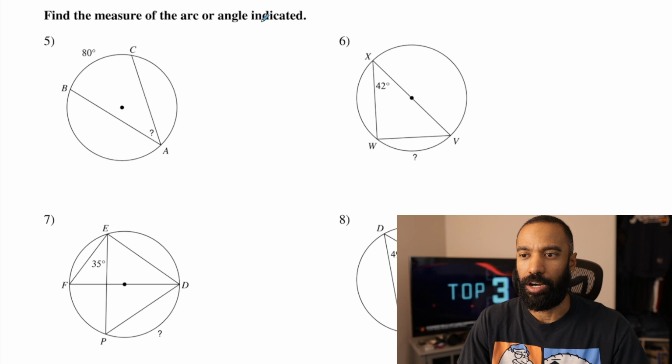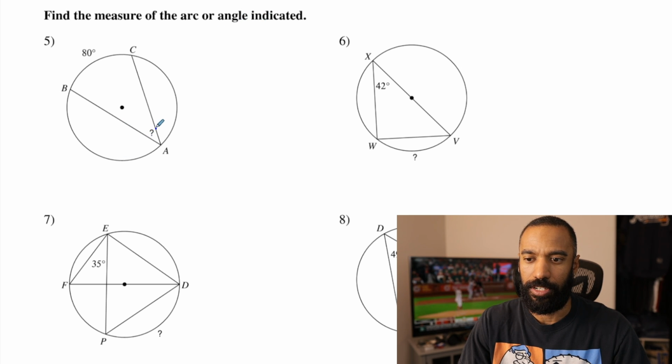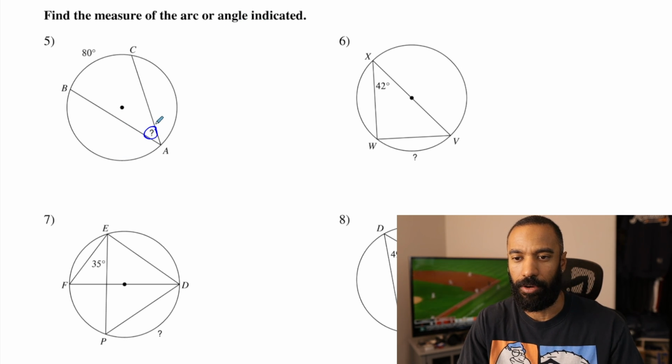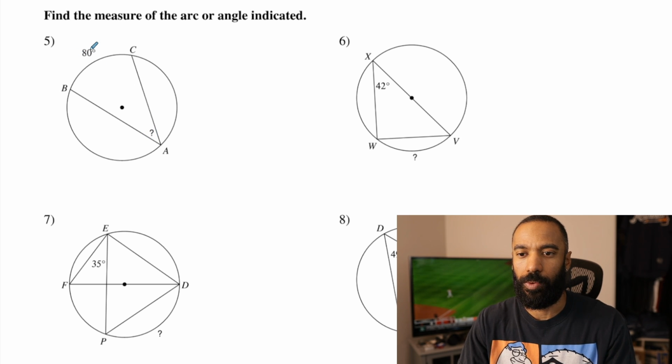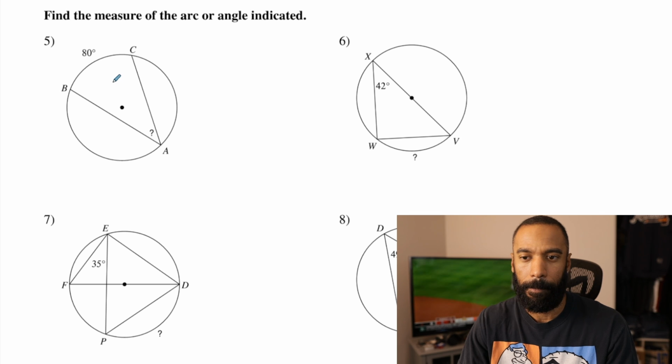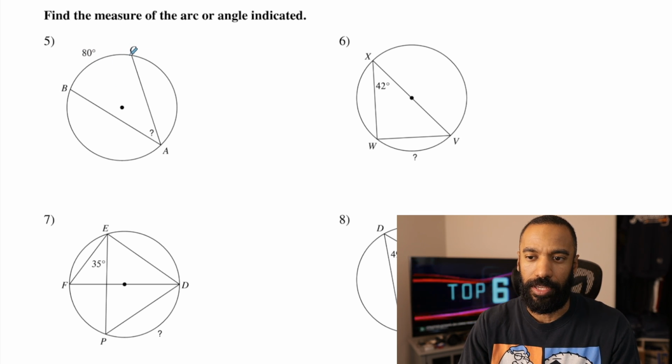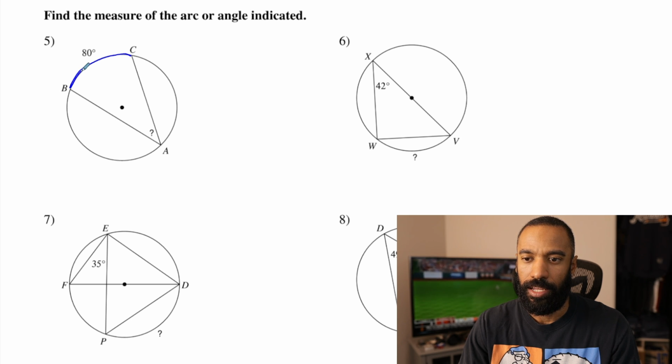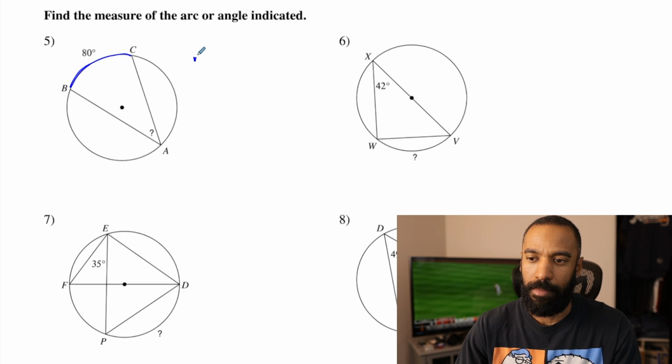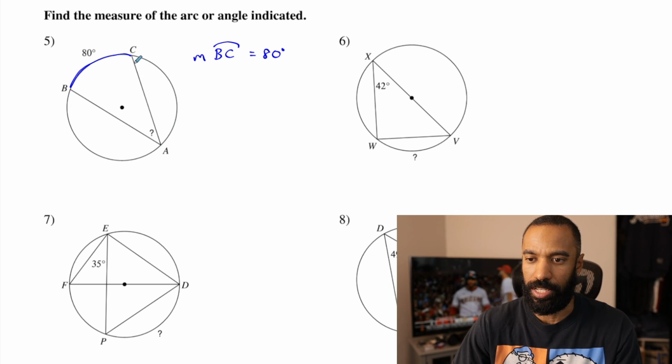Find the measure of the arc or angle indicated. We're referring to this question mark right here. We need to find out what this is. Now, in order to do this, what you have to do is understand what kind of angle or information you have here and how you can use it mathematically. So right now you have this 80-degree arc measure. The measure of arc BC here is 80 degrees. It's 80 out of the whole 360 right here.